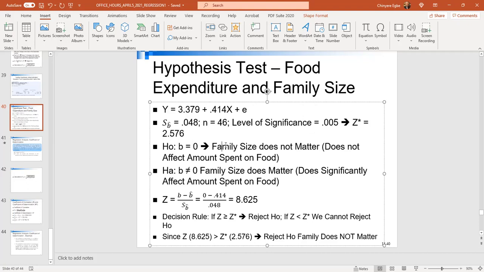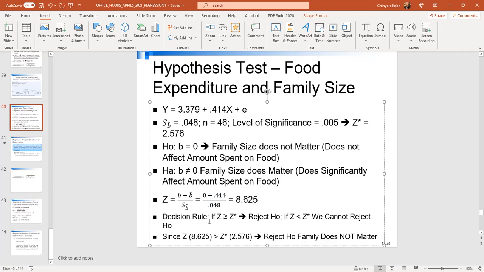The null hypothesis is that family size does not matter. That is, family size does not affect the amount spent on food. And so that is the null hypothesis. The alternate hypothesis is that family size does matter, which means that family size does affect the amount spent on food. So we calculate a Z, which is B minus B hat, which is 0 minus 0.414, divided by the standard error of B hat, which is 0.048, and we find that Z is 8.62.